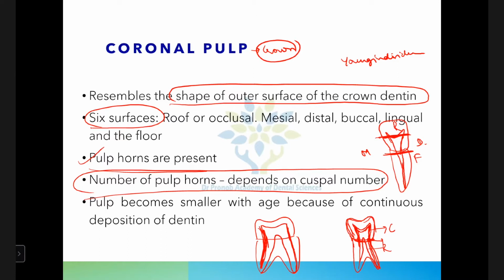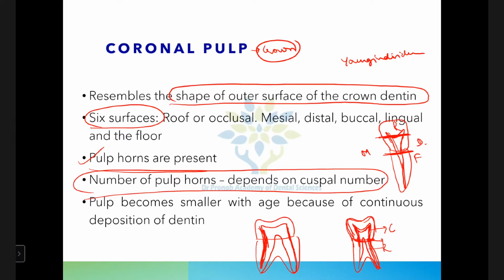Because of which the coronal pulp is not uniform. The deposition of the dentine is faster on the floor when compared to the roof area. So that is why the coronal pulp is not completely uniform on all the surfaces. In the roof portion, the progression of the deposition of dentine is faster when compared to the floor portion.